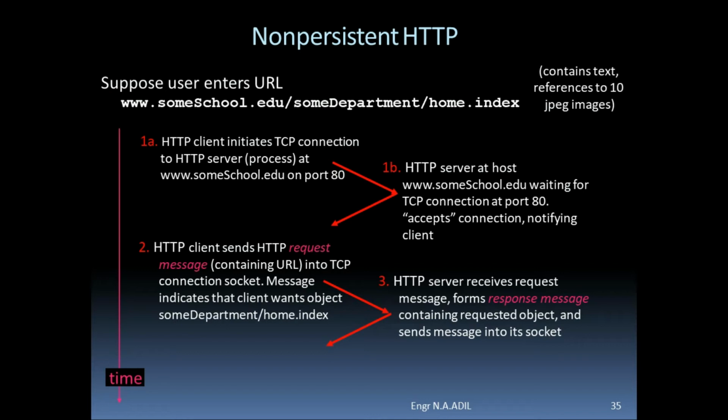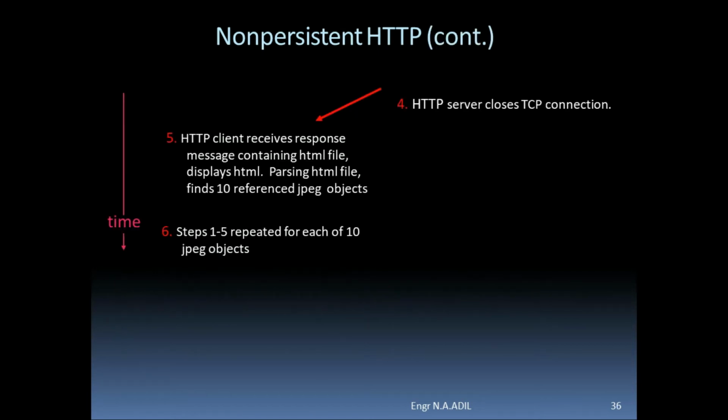The message indicates that the client wants the object somedepartment/home.index. The HTTP server receives the request message, forms a response message containing the requested object, and sends the message into its socket. The HTTP server closes the TCP connection after sending the file. The HTTP client receives the response message containing the HTML file and displays the HTML. Parsing the HTML file, it finds 10 referenced JPG objects, and in the last step, steps 1 to 5 are repeated for each of the 10 JPG objects.